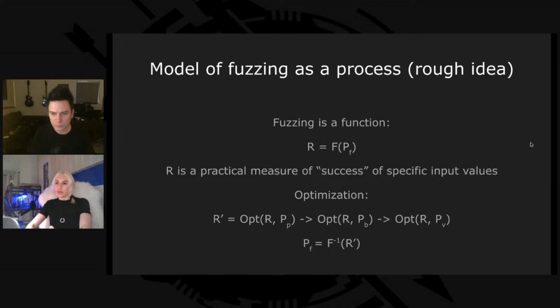Next, we can try to model fuzzing itself in terms of this model. This is just a rough idea. I basically jotted it down yesterday, and I haven't thought it through. The basic idea is that fuzzing is some function which accepts the probability distribution of the fuzzer as an input, and produces a certain object, which is a practical measure of success of specific input values.